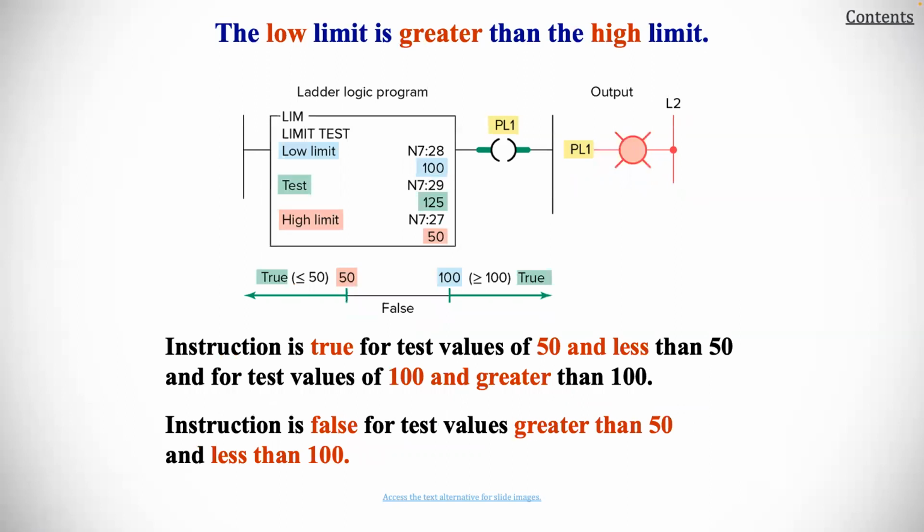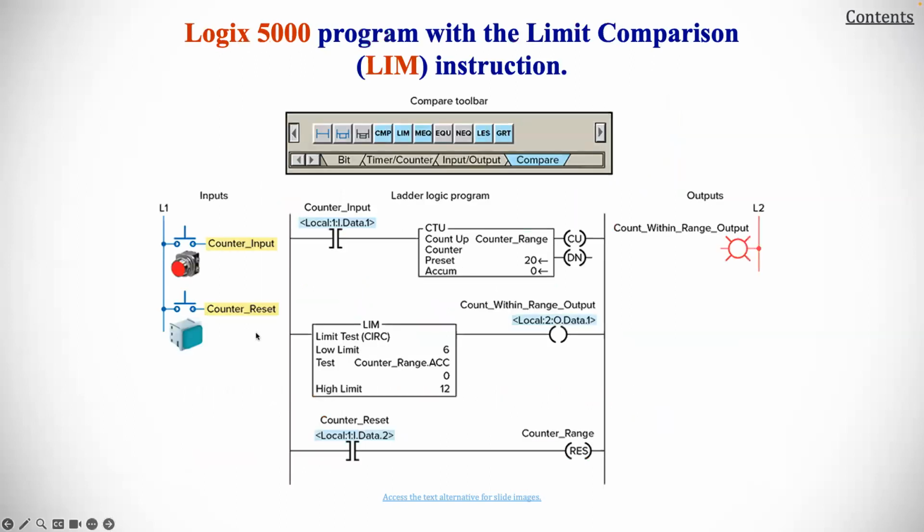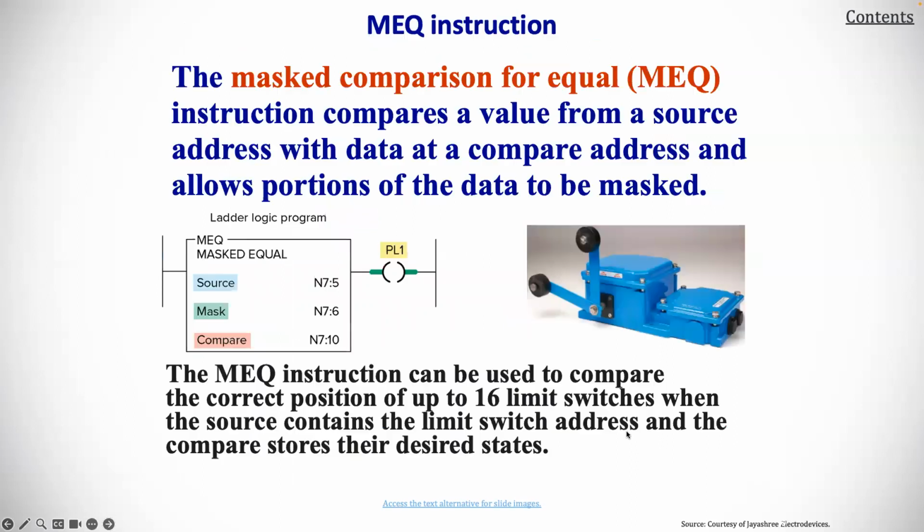The low limit is greater than the high limit. The instruction is true for a test value of 50 and less, or for a test value of 100 and greater. The instruction is false for test values greater than 50 and less than 100. So you can see how that is working here. The Logix 5000 program with a limit compare LIM instruction. This is what the programming GUI would look like, and this is what it would look like in the ladder logic when you have that implemented.